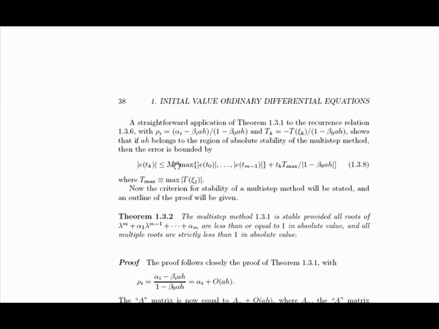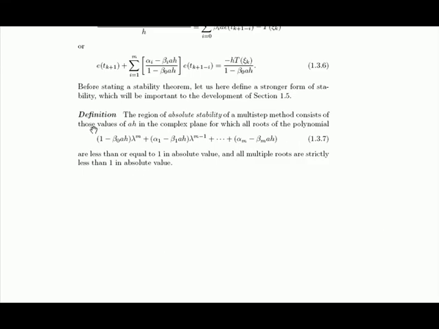But this error bound only holds when AH is in the region of absolute stability for the multi-step method. Now, what is absolute stability? Well, notice that a method is either stable or it's not. Absolute stability, you don't say a method is absolutely stable or not absolutely stable.